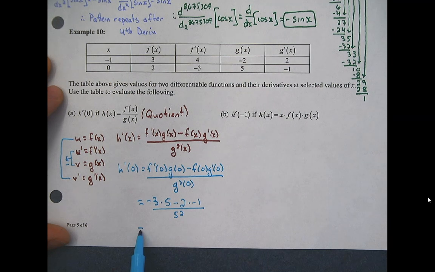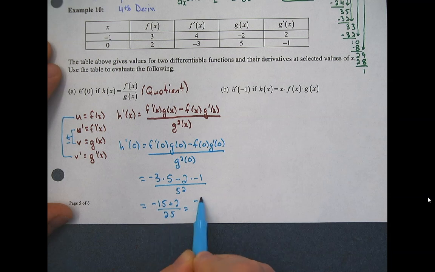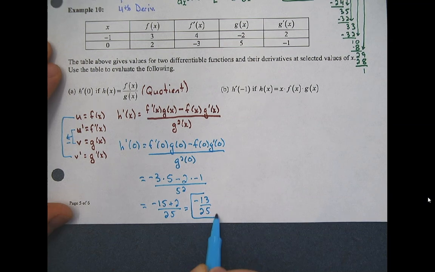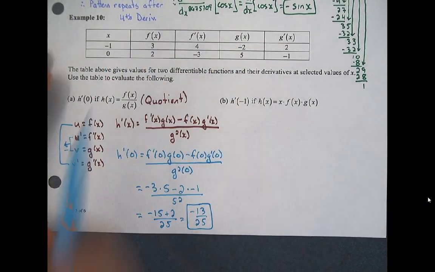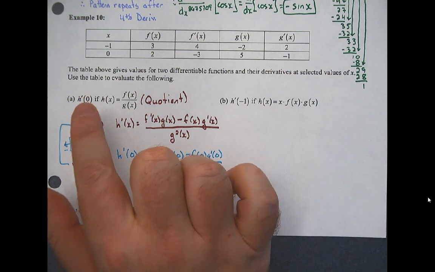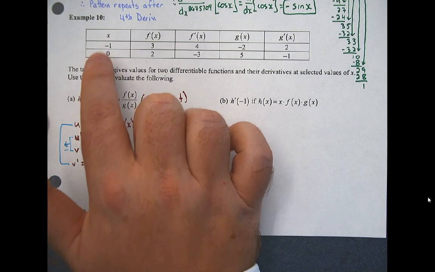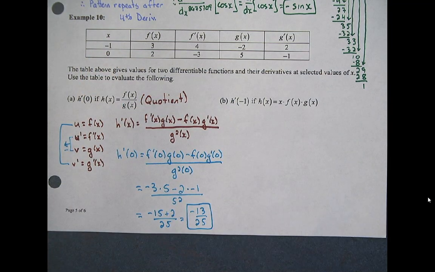Now we can start to clean this thing up. Negative 3 times 5 is negative 15. Negative 2 times negative 1 is positive 2. 5 squared is 25. That would end up being negative 13 over 25. So even though they didn't tell me all the data points for f and g, and f prime and g prime, I can use that to figure out enough to help me find specifically at the point 0. Now, if they asked me to find h prime of 2, I'd be in trouble because they didn't give me any x values at 2. So we would say we couldn't, not enough information. Okay, let's see how you do at the next one.